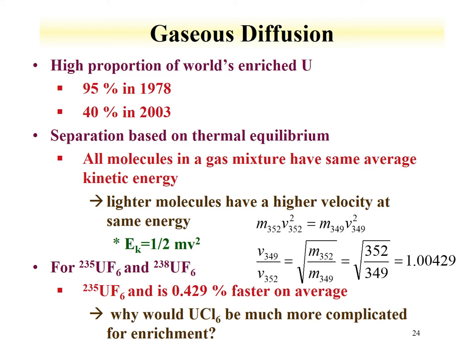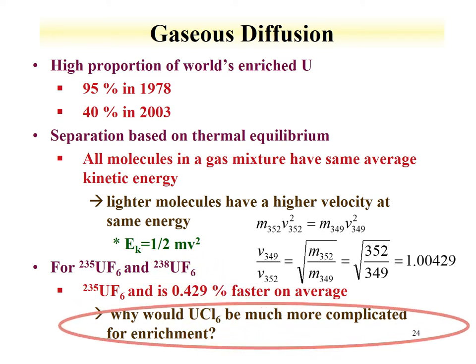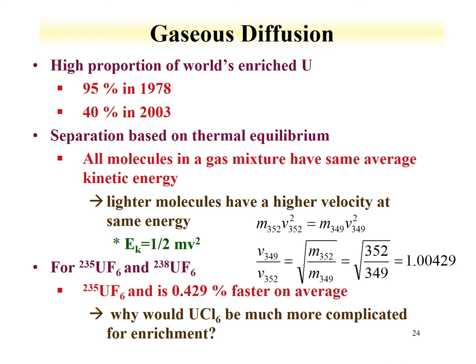If we put this in a system where it impinges upon a barrier, and this barrier has a certain permeability for the uranium hexafluoride, the uranium-235 hexafluoride will impinge upon that barrier more often and diffuse through on average at a higher rate. Now, uranium hexachloride can also be used for enrichment.